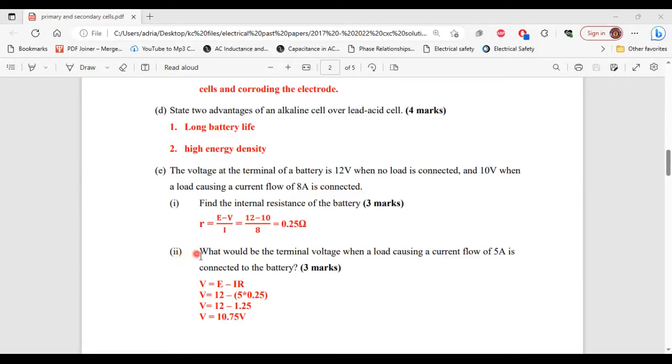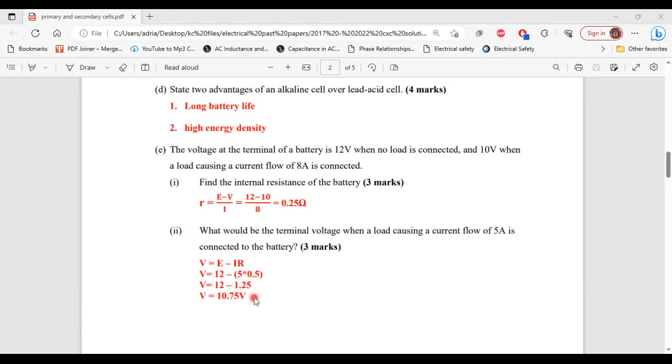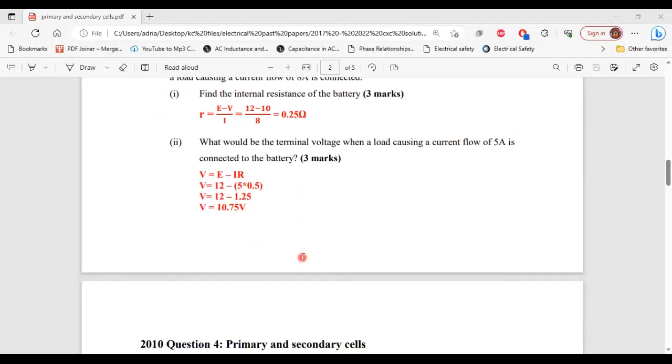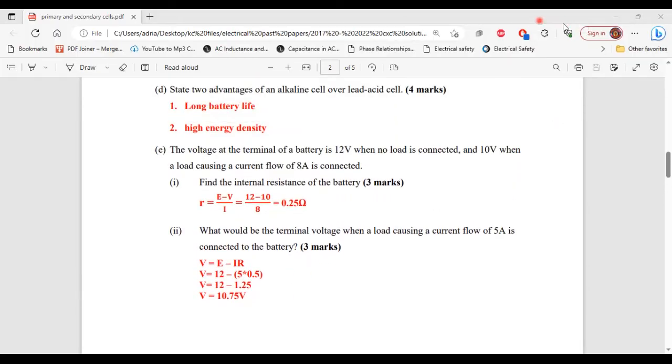For part 2 of E, it says, what would be the terminal voltage when a load causing a current flow of 5 amp is connected to the battery? So V is equal to E minus I times R. So therefore, V is equal to 12 volt minus, in bracket, 5 amp times 0.25. That will give us 12 minus 1.25 equal to 10.75 volts. All right, so that's it for part E, and that's it for this question. So let's move on to the next question now.